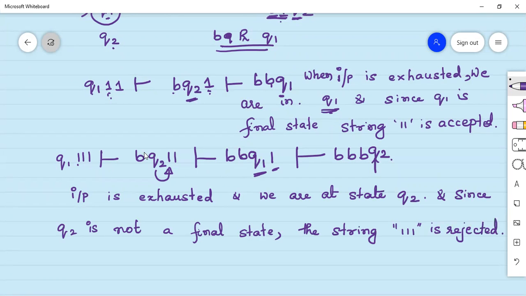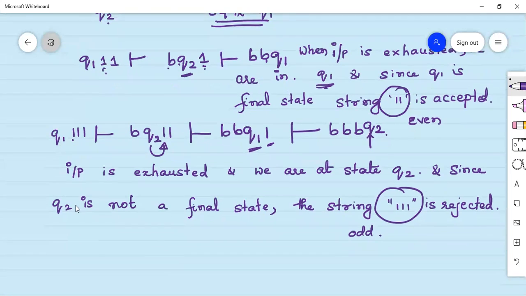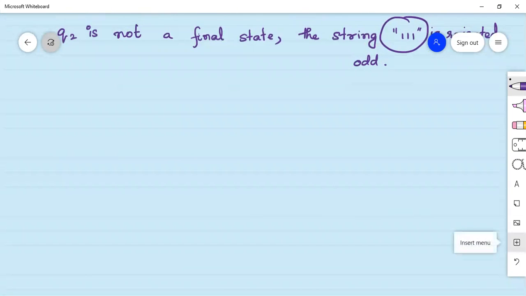Why? Because the question was to design a Turing machine to accept even number of ones. So the first one was even. So it is accepted. And you can see this is odd. So it is rejected. Okay. So now let us move on to the next example. Let's take one more example.